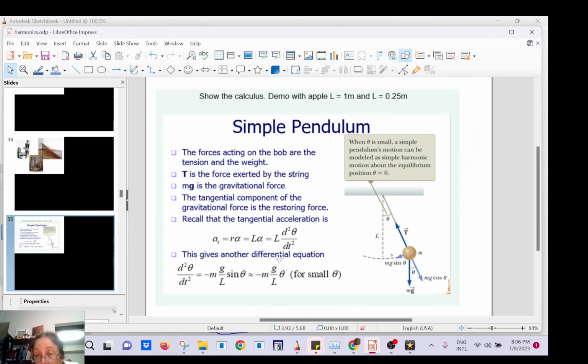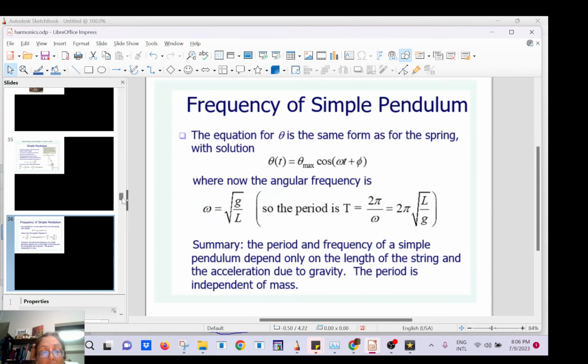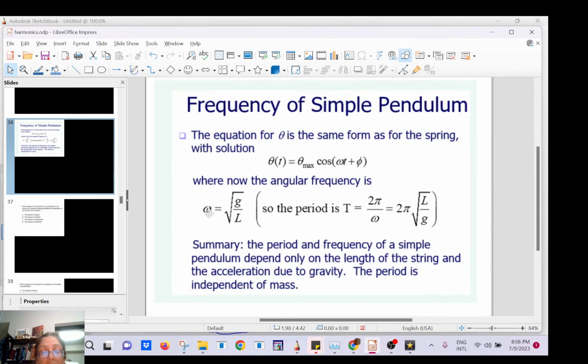So here, that's how it's written. You see, you have the X component of the weight, that's your restoring force. The Y component here is busy with the tension to provide a centripetal acceleration. Okay, so that's going to be the angular acceleration. We'll get to that in a coming video.